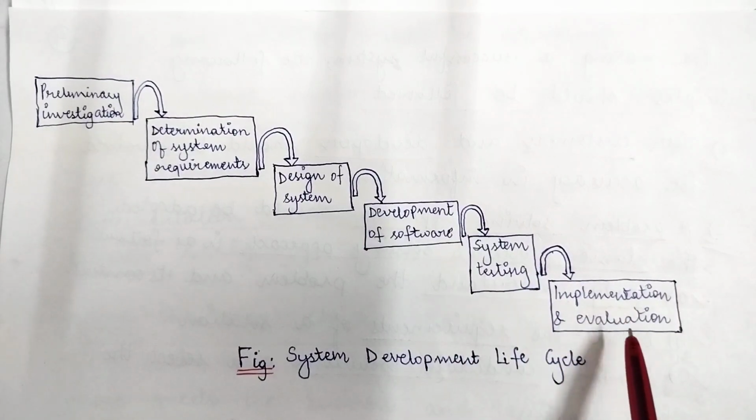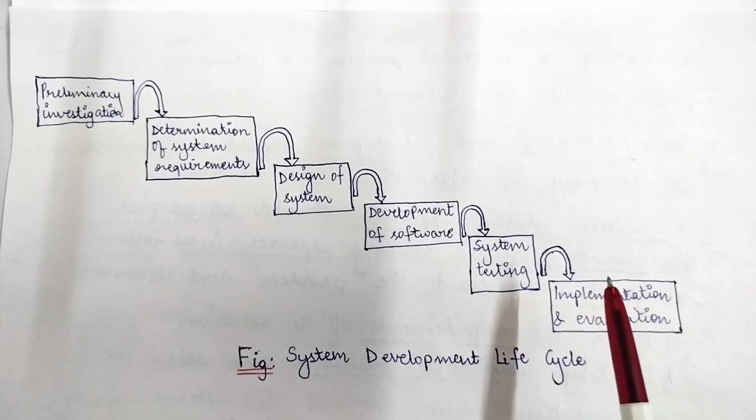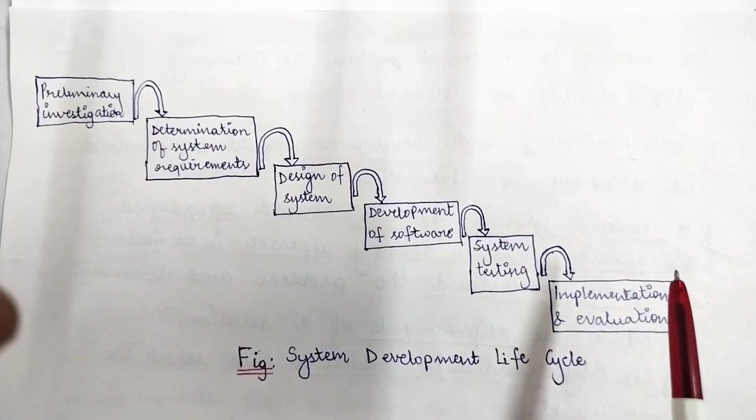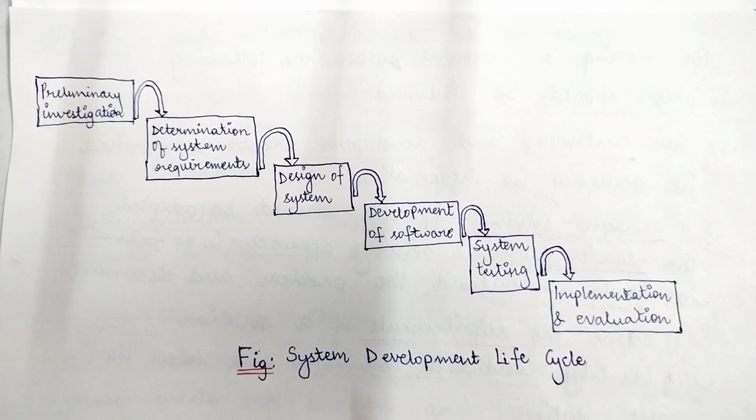Once system testing has been done successfully and there are no errors in the system, you can finally implement and evaluate the system. Implementation and evaluation is basically putting that system on the client's site, on the client's system, and then it can be evaluated there. So these are the phases of the system development life cycle.